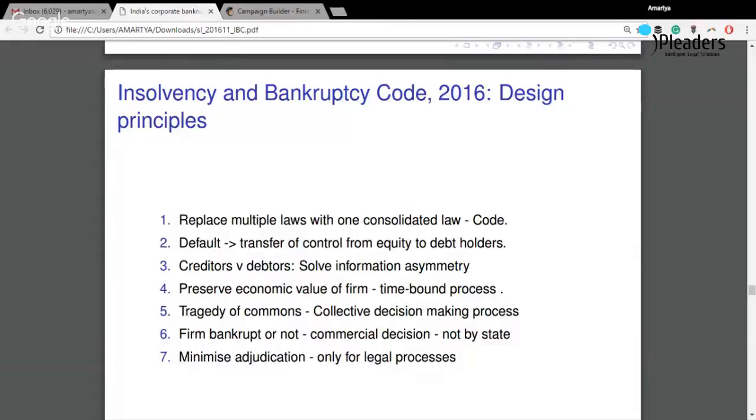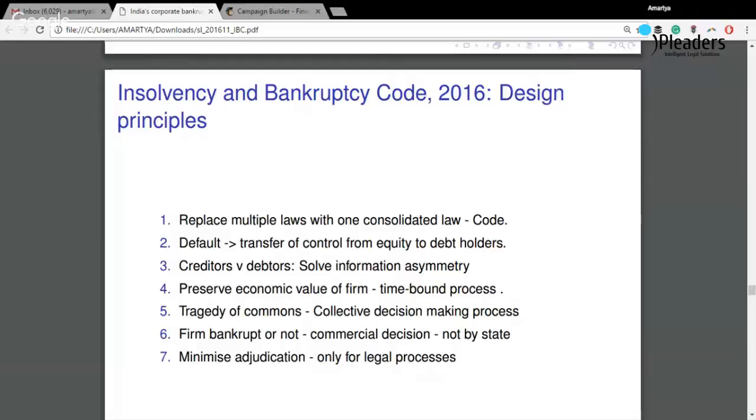Therefore, the first principle is to replace multiple laws with one consolidated law. In other words, have a code on the subject of insolvency and bankruptcy. That's the first principle. Second is to have a clear point of time when the transfer of control from equity holders to debt holders happens.